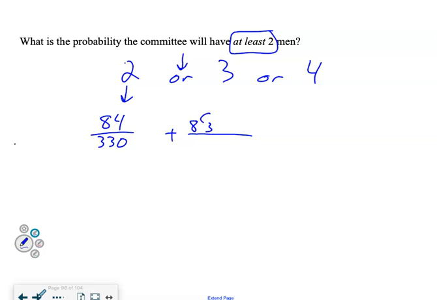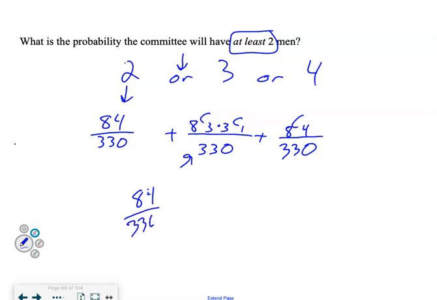So 8 choose 3 times, and then that means we need 1 woman. So 3 choose 1. Now the bottom, I know, is always going to be that 330 from now on. I don't need to keep recalculating that or keep rewriting the combination problem for it. Same over here, I know this is going to be 330. I want 4 men, 8 choose 4, and then I don't need any women, okay? So this turns into 84 over 330 plus this one.